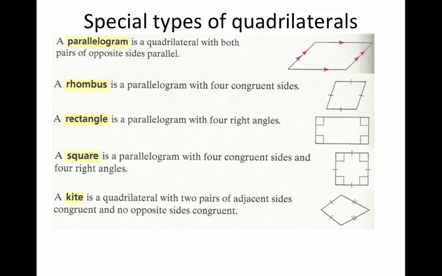A kite is a quadrilateral with the two pairs of adjacent sides congruent and no opposite sides congruent. So you can see there in that diagram, the two sides on the left are both the same size, and the two sides on the right are the same size, but they're different from each other.